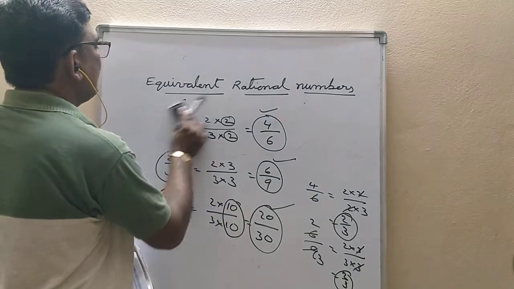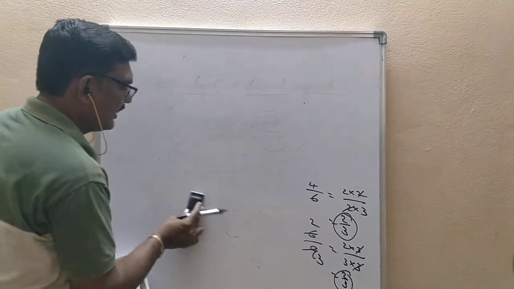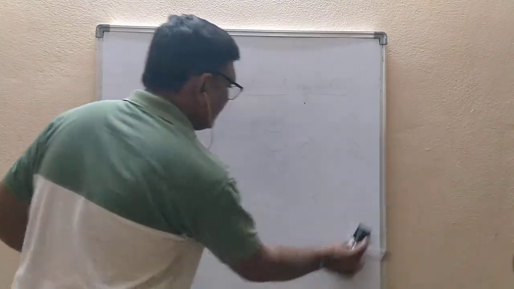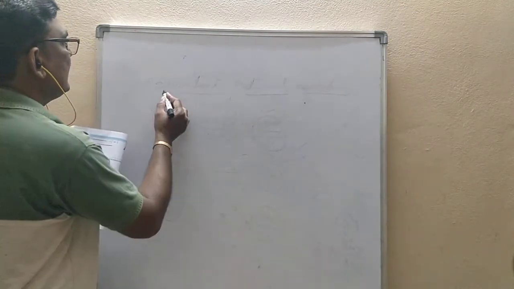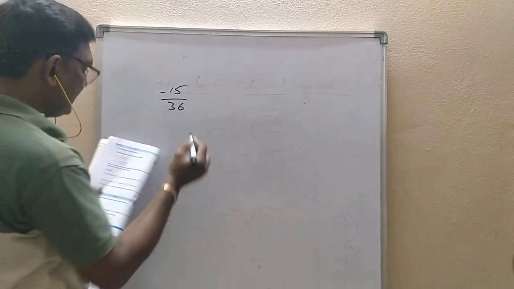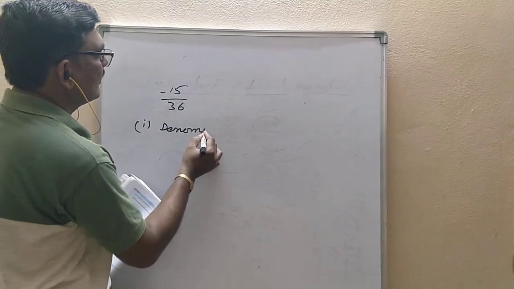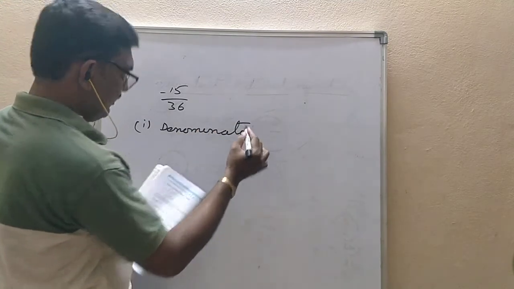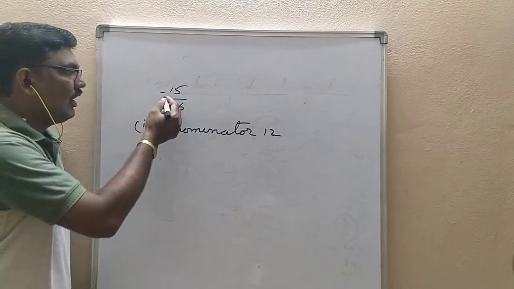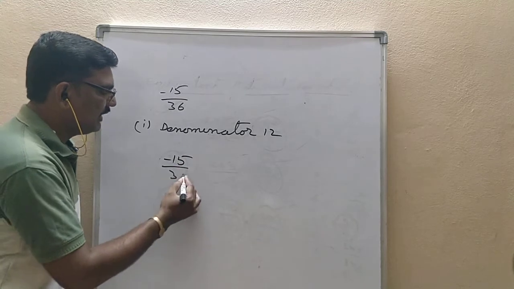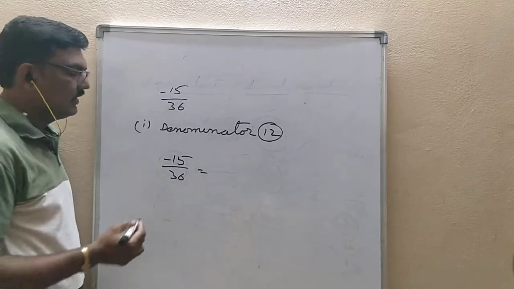Next we will go for the second problem in exercise number 7. See what the second problem is. I'll read the question. What is the equivalent rational number for minus 15 by 36 with denominator 12? What you have to get is a denominator of 12. So I am writing the question, minus 15 by 36. But the denominator you have to get is 12.